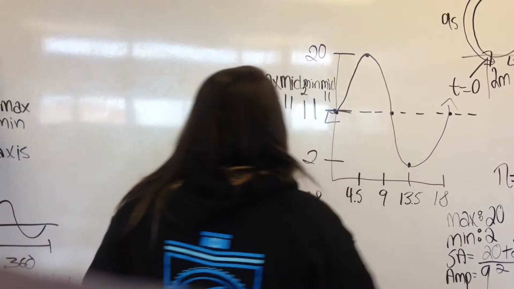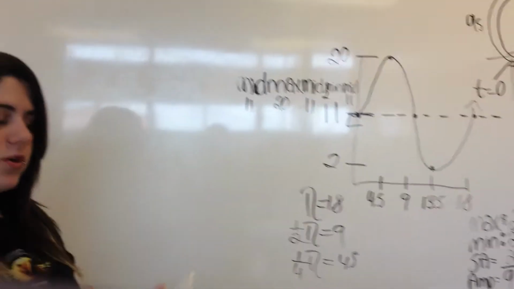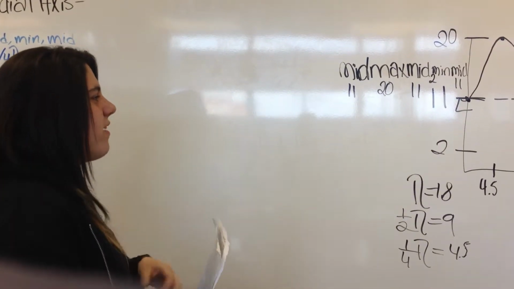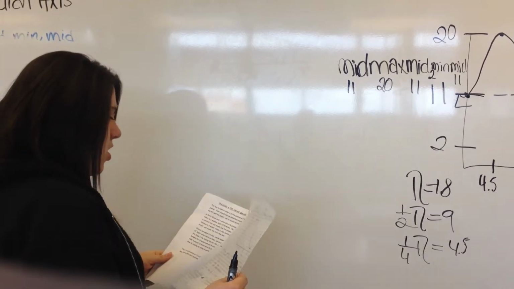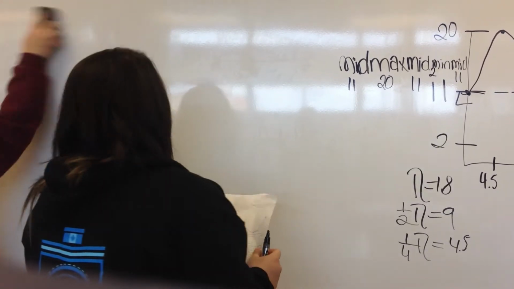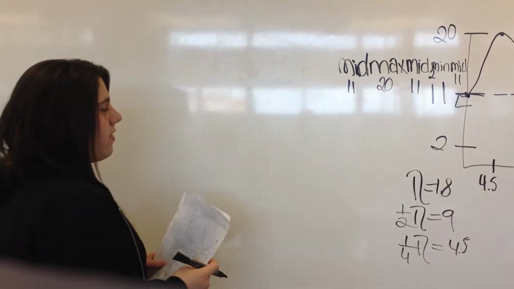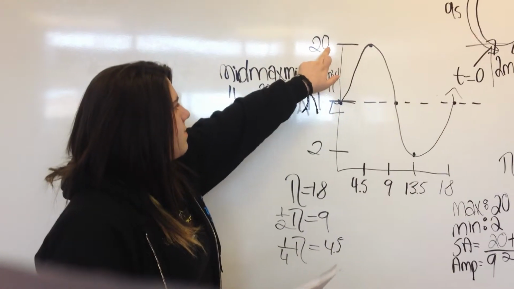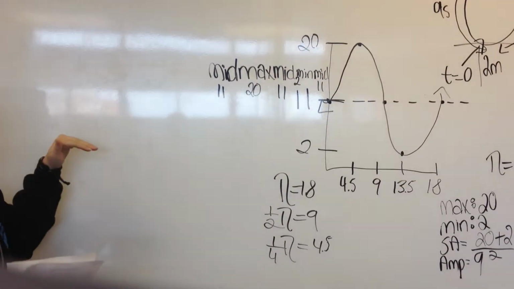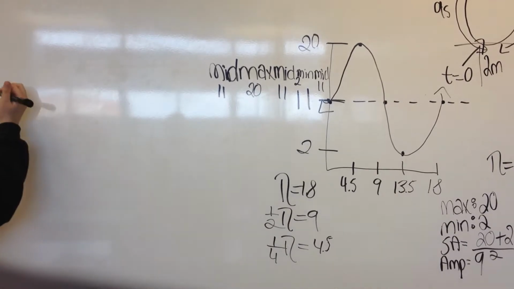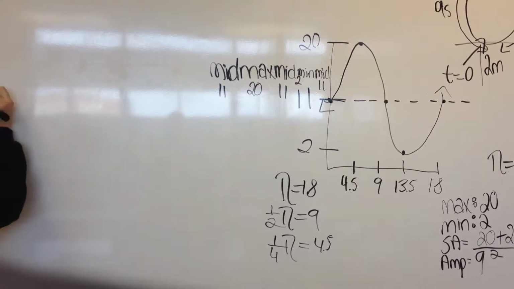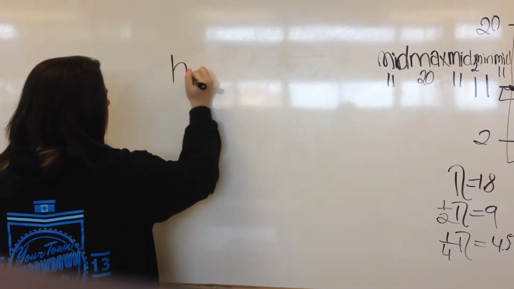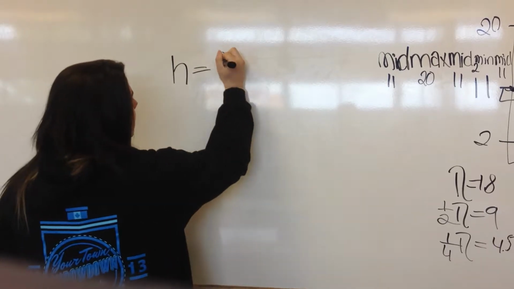Okay. So to start with, we are going to need an equation to work with, because you cannot logically graph something and not have an equation for it. So we're going to start out here with the amplitude, which is the distance from the middle to the max. The distance from 11 to 20 would be 9. So we're going to start our equation with y, or in this case, height versus time. So we'll go h equals 9.